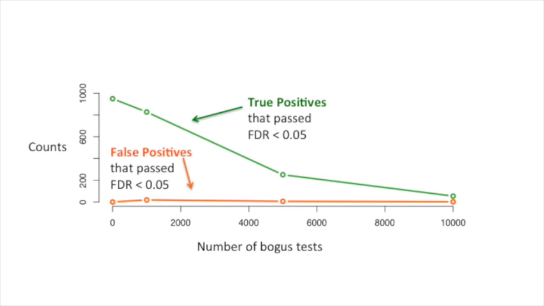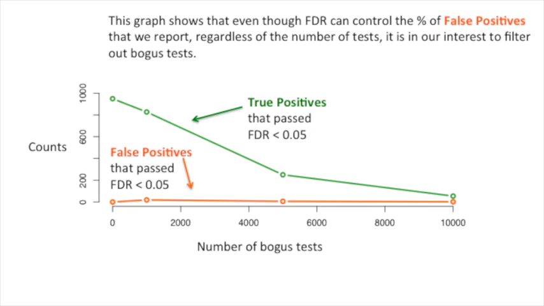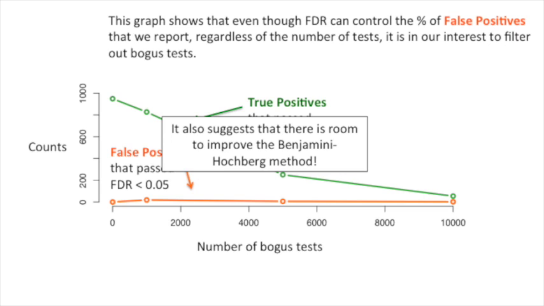Here's a graph of the data that we just generated. The green line represents true positives that passed edgeR less than 0.05, and the orange line represents false positives that passed edgeR less than 0.05. This graph shows that even though edgeR can control the percentage of false positives that we report, regardless of the number of tests, it is in our interest to filter out bogus tests. It also suggests that there is room to improve the Benjamini-Hochberg method, so get to it. We need something better.